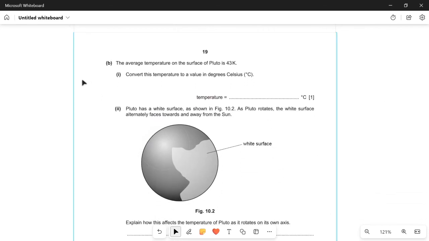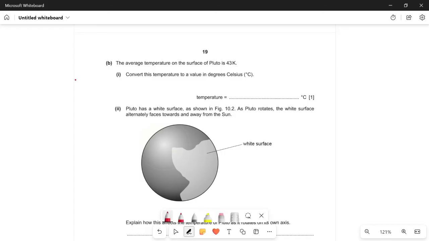B. The average temperature on the surface of Pluto is 43 Kelvin. Convert this temperature into degrees Celsius. To convert it into degrees Celsius, we subtract 273. So it's going to be 43 minus 273, which gives us negative 230.